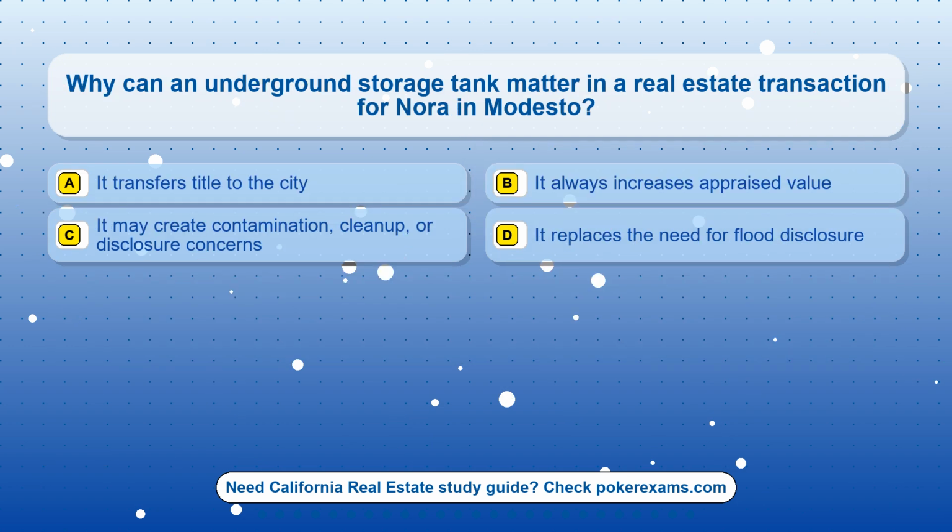Question 16. Why can an underground storage tank matter in a real estate transaction for Nora in Modesto? Option A, it transfers title to the city. Option B, it always increases appraised value. Option C, it may create contamination, cleanup, or disclosure concerns. Option D, it replaces the need for flood disclosure.